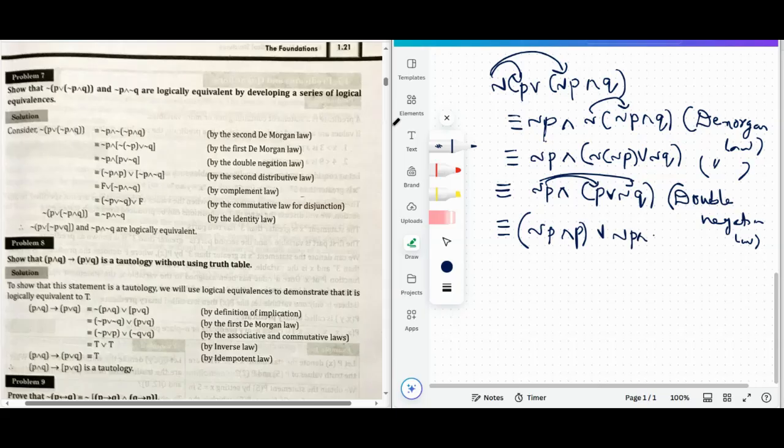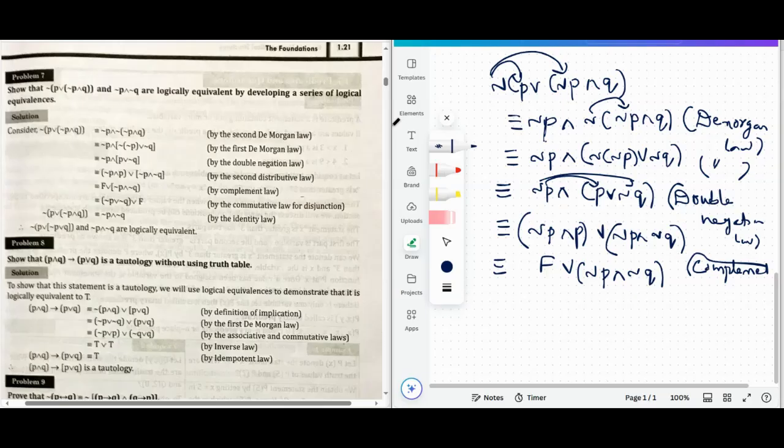We have one more law: negation P and P is false. No, it cannot happen, so it is false. Then or this negation P and negation Q as it is. Negation P and P is false is the complement law.